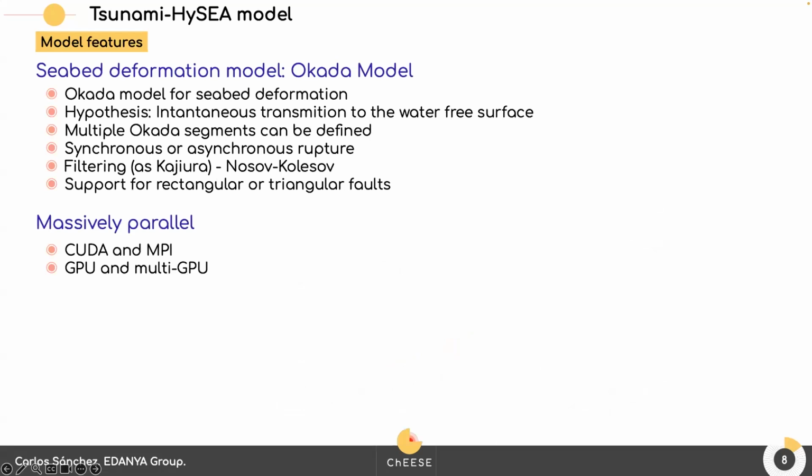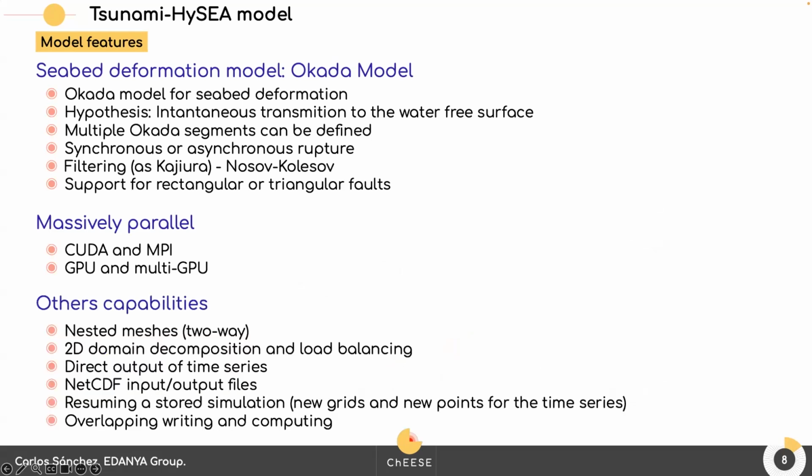As I mentioned before, it is massively parallel. The model is designed for parallel computation using CUDA and MPI, allowing efficient utilization of GPUs and multi-GPU setups. Other capabilities include nested meshes, 2D decomposition with load balancing, direct output of time series, resuming stored simulations, and input and output files saved in netCDF format. We will see these output files later.